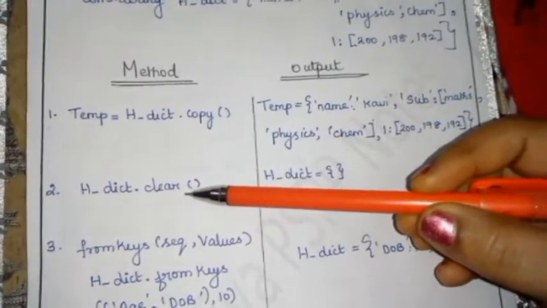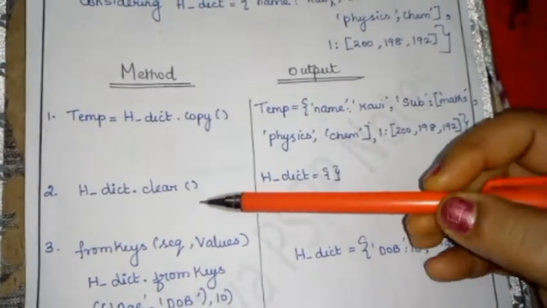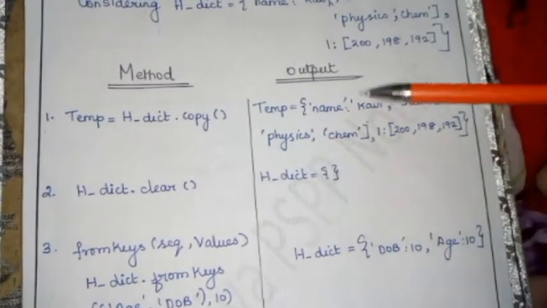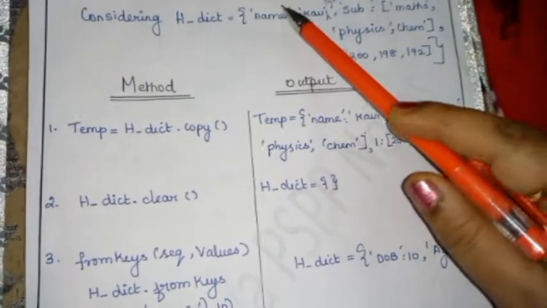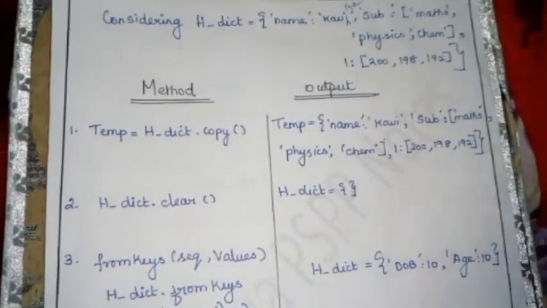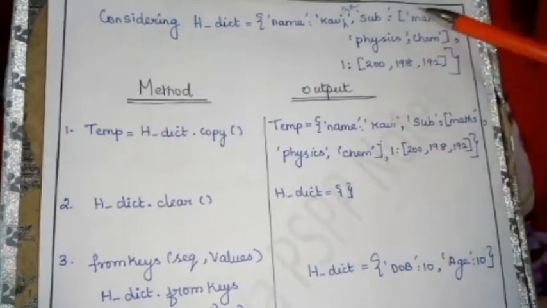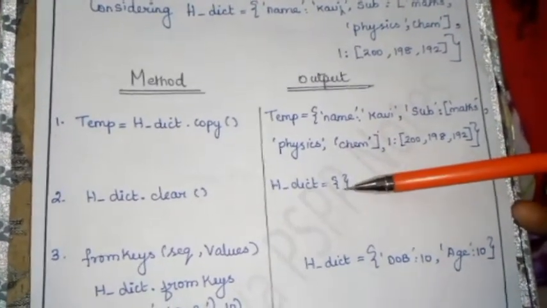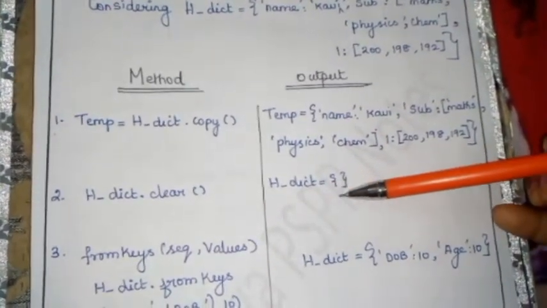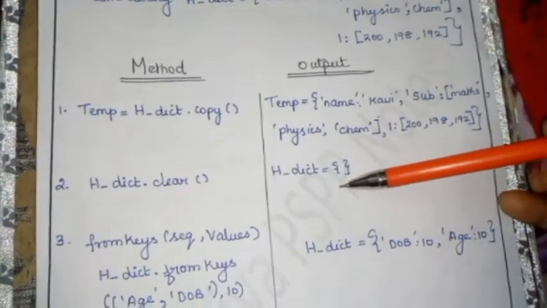Next is h_dict.clear(). If this statement is executed, all the elements in the original dictionary will be removed or deleted. So now my h_dict is an empty dictionary.